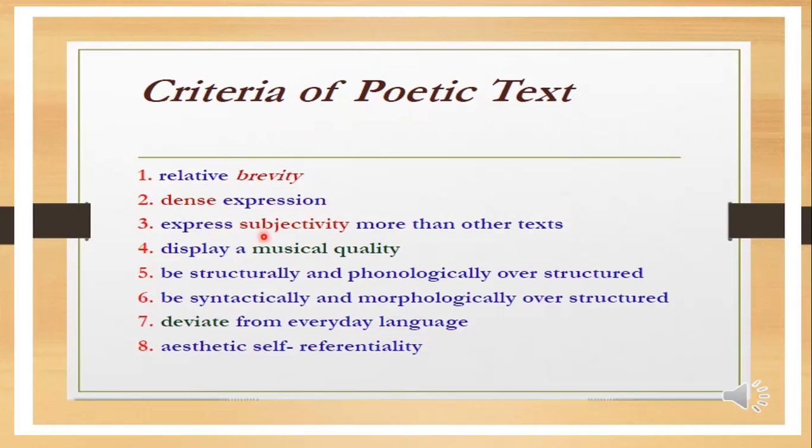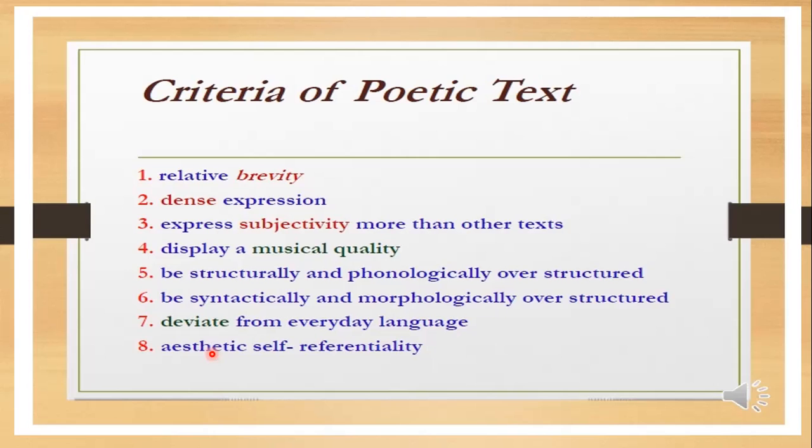The third one, express subjectivity more than other texts. The fourth one, display a musical quality. The fifth, be structurally and phonologically overstructured. And six, be syntactically and morphologically overstructured. Number seven, which is very important, deviate from everyday language. So the language of poetry deviates from everyday language. And the aesthetic self-referentiality. All of these are the criteria of the poetic texts.